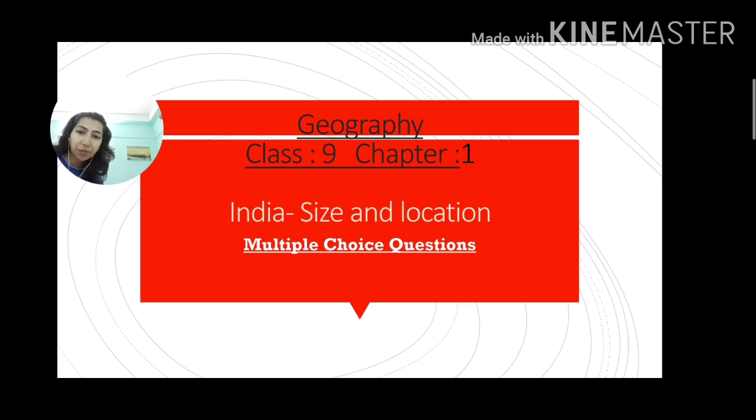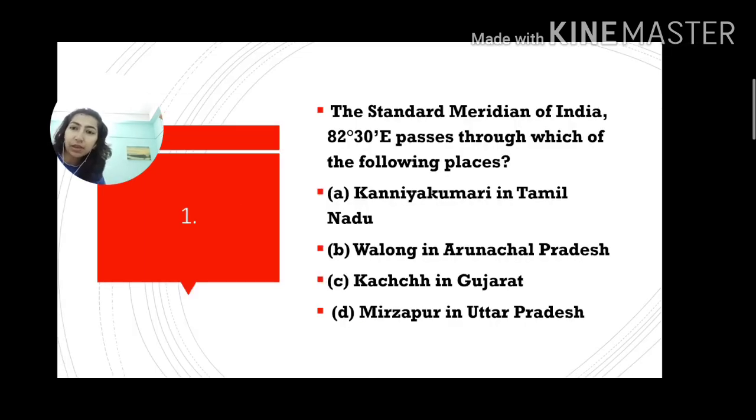So let's start. Our first question: the standard meridian of India, 82 degree 30 minutes east, passes through which of the following places? Four options are there: Kanyakumari in Tamil Nadu, Wolong in Arunachal Pradesh, Kutch in Gujarat, and Mirzapur in Uttar Pradesh. There is a city through which the standard meridian of India passes, from which we calculate our Indian standard time. And the answer is D, Mirzapur in Uttar Pradesh. I hope all of you have guessed it right. It was not that tough.